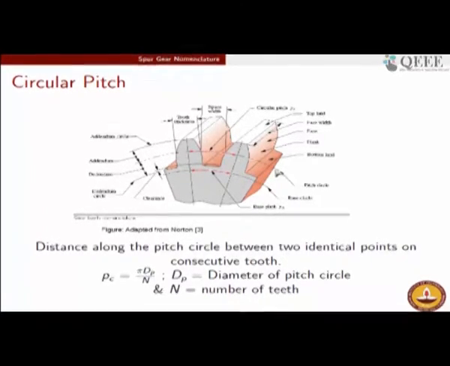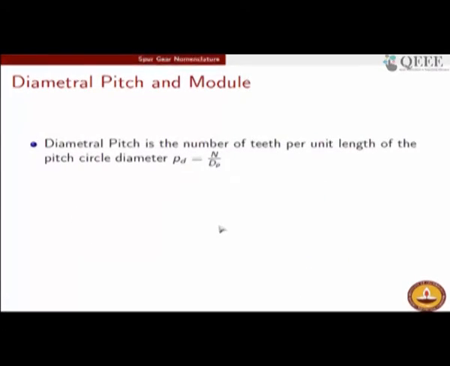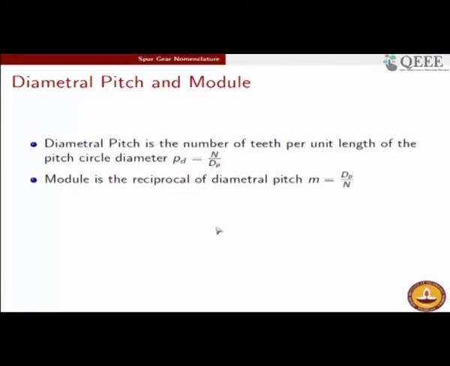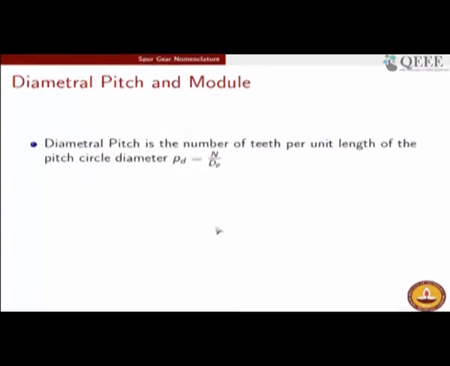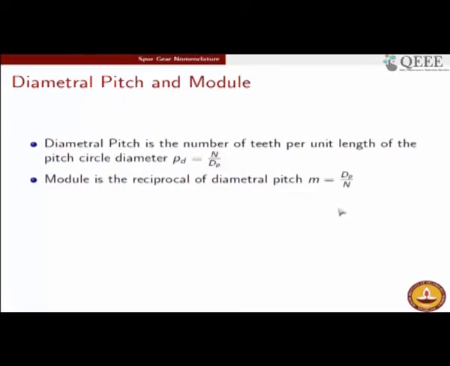Pi times dp by n is referred to as circular pitch, and n by dp, the inverse of dp by n, is called the diametral pitch, and dp by n is called the module. So, in other words, circular pitch is module times pi, right, and diametral pitch is the reciprocal of module. So, these three quantities are very related: module, circular pitch and diametral pitch.